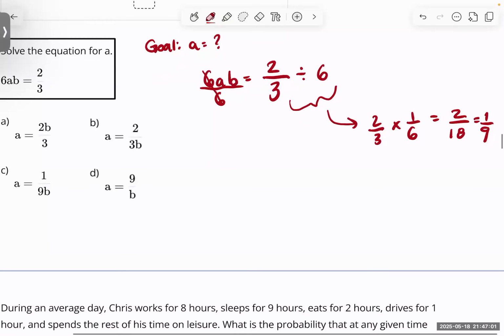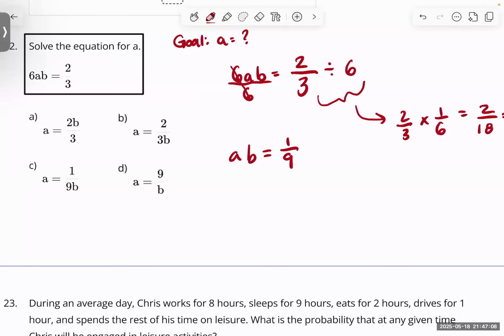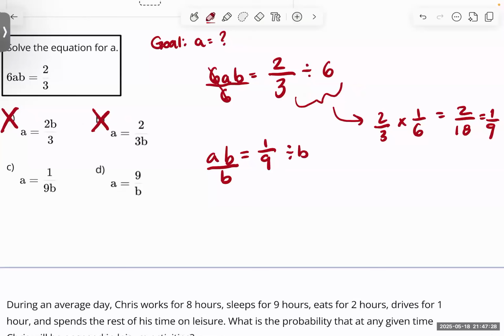Okay, so let me rewrite this. A over B equals 1/9. So from here, if you made it this far and are not sure what to do, this means we need to have 9 in our answer. So it can't be A or B. And clearly 9 is on the bottom, so that's how you know it's C. But let's go further. Divide both sides by B. This is, again, the same thing as A equals 1/9B. And that's it. That's C.